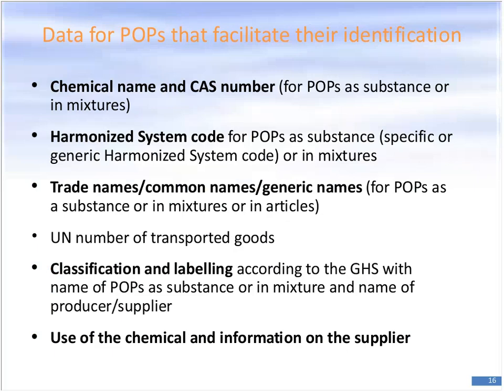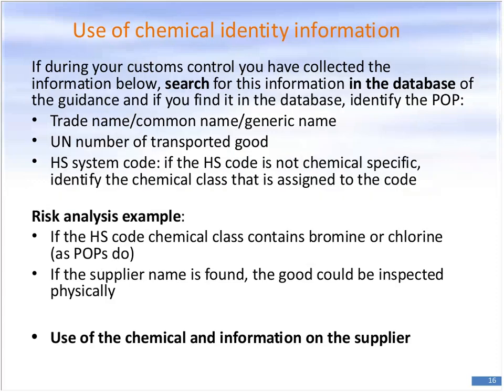But for example, for lindane and endosulfan, you have chemical-specific codes for the substance, but the mixture code is just the same for any pesticide, so it's not very specific. Then there are trade names, which are common names, generic names, for POPs, substances and mixtures or articles, and you find them in the database, along with UN numbers, classification and labeling, and information on the supplier.